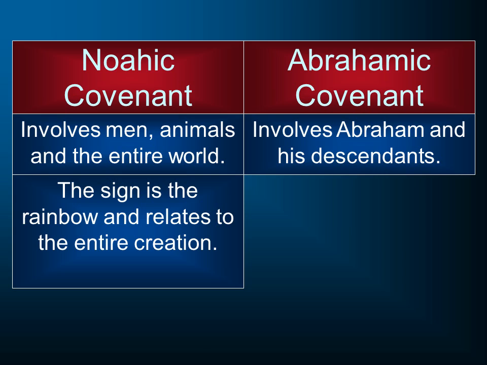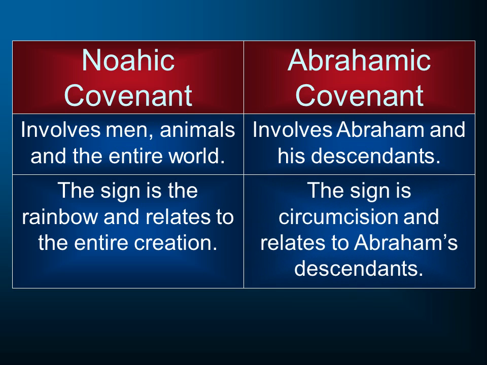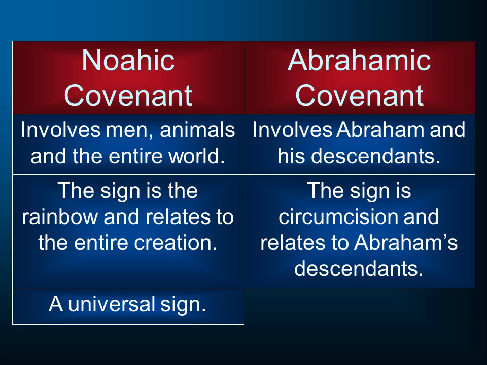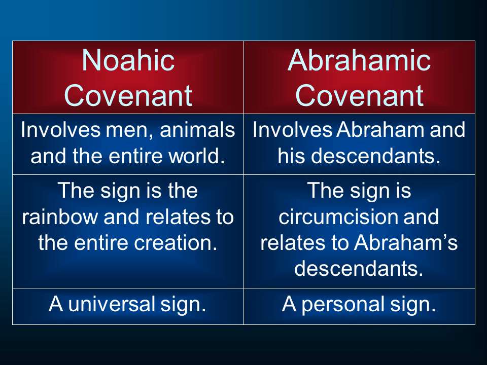This covenant, because it's a personal covenant, because it's a family covenant, is a very private covenant. You don't go showing it off. The sign of circumcision is circumcision, and it relates to Abraham's descendants, those who will come forth from his seed. In the Noahic covenant, that's a universal sign. Everybody looks at that. This is a very private and personal sign.